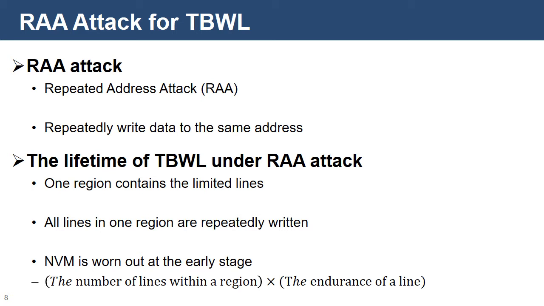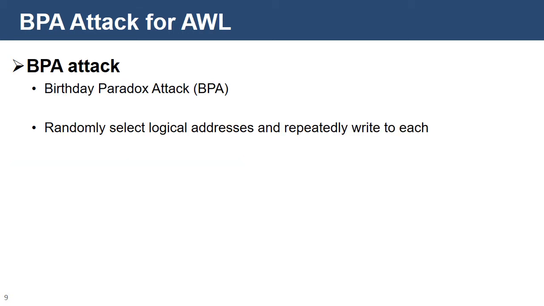For example, if a region contains 4 lines and one line is worn out in 1 hour with repeated writes, RAA can wear out the system in 4 hours. This is a very low lifetime compared with the ideal lifetime of NVM. Some AWL and HWL schemes have the ability to migrate the attacked memory lines to the entire space of NVM. Therefore, they efficiently resist a RAA attack.